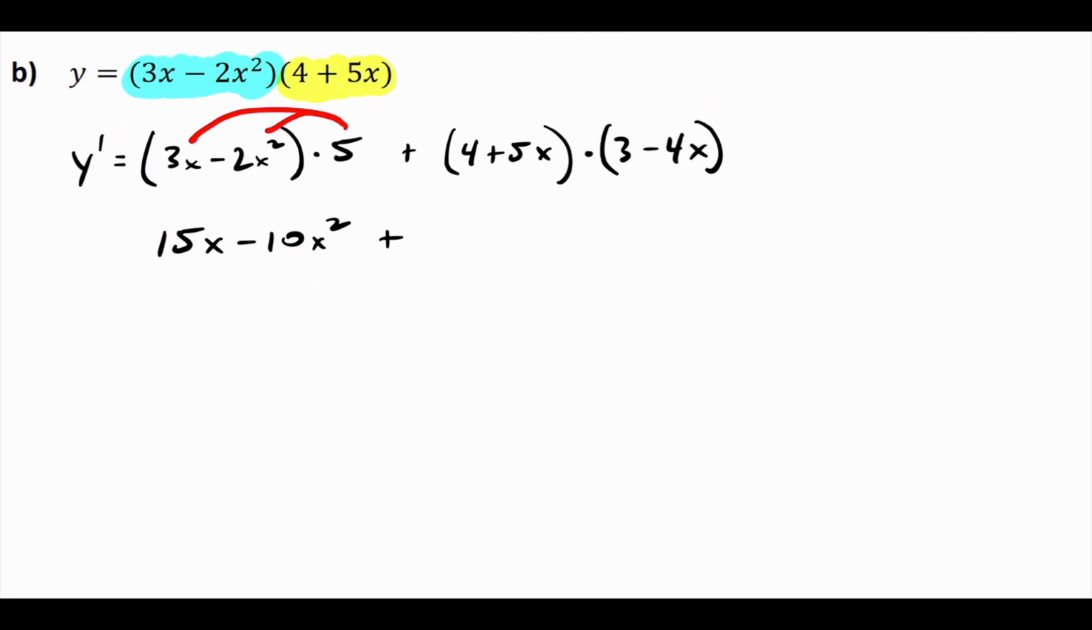Okay, so the first one is 3x minus 2x squared, and then the next one is 4 plus 5x. So I rewrote the first one times the derivative of the second, which is 5, plus the second times the derivative of the first, which is 3 minus 4x. I have two binomials over here. It's not just one distributive property, right? So I've got to do FOIL over here.